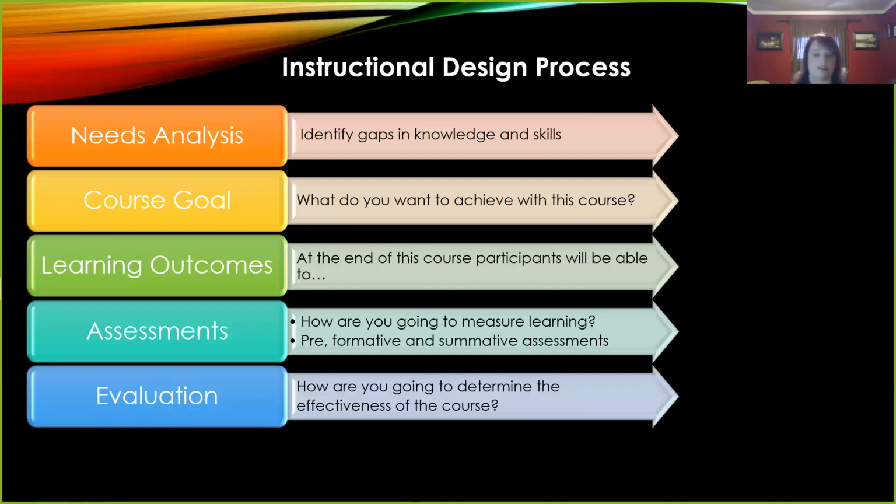Then once we've looked at assessing learning, the next step is to look at evaluation. How are we going to determine that our course was successful or not successful? What's our approach going to be? Are we going to do a survey at the end of the course, which everybody is familiar with, either paper-based or online? Are we going to look at how happy they were, what they felt about the course? Or are we going to go further?